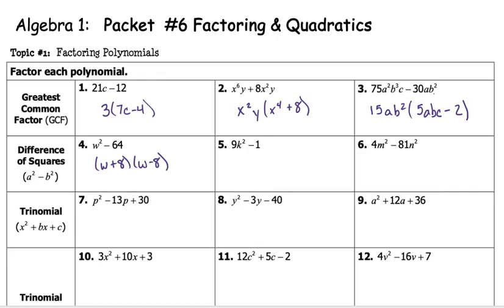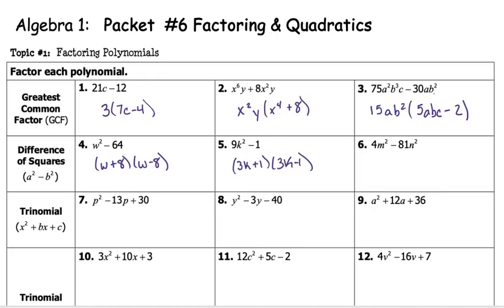5, 9k squared minus 1. There is a difference. It is a binomial. 9k squared is a perfect square, and 1 is a perfect square, so I can do this. This would be 3k plus 1 and 3k minus 1.